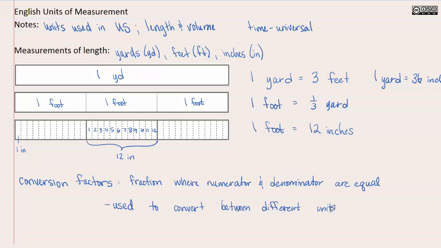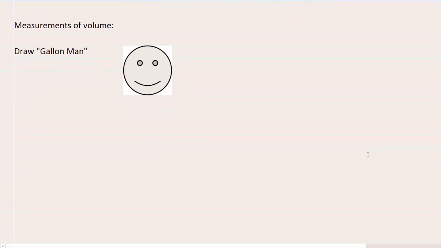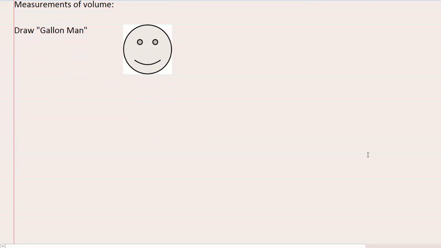Now, let's learn about the measurements of volume. In the measurements of volume, we are going to draw the gallon man to help us remember these measurements. The measurements of volume start out with the largest, which is 1 gallon. A gallon is sometimes abbreviated GAL. Next, we have quarts, which are abbreviated QT. Then we have pints, and pints are abbreviated PT.